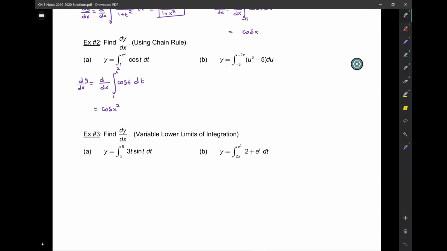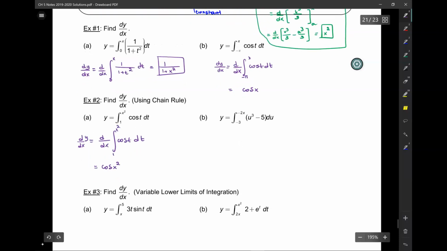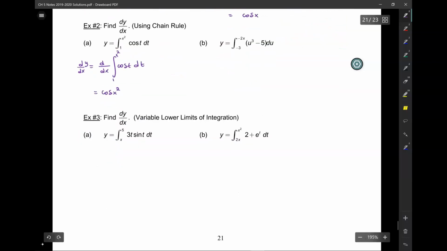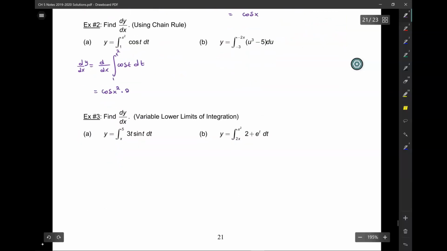But remember, now I have cosine of x squared. When I take a derivative of this, I have to use the chain rule as well. So it's times 2x. All right? So this is going to be 2x cosine of x squared.